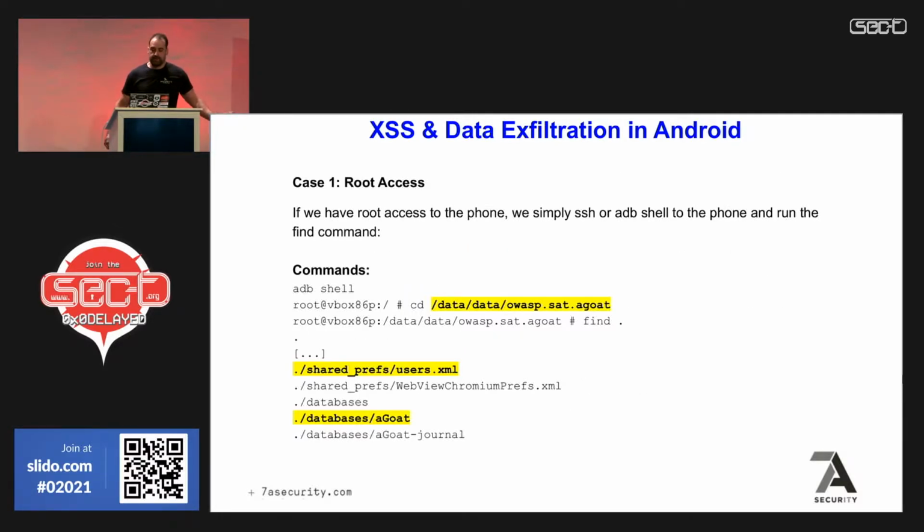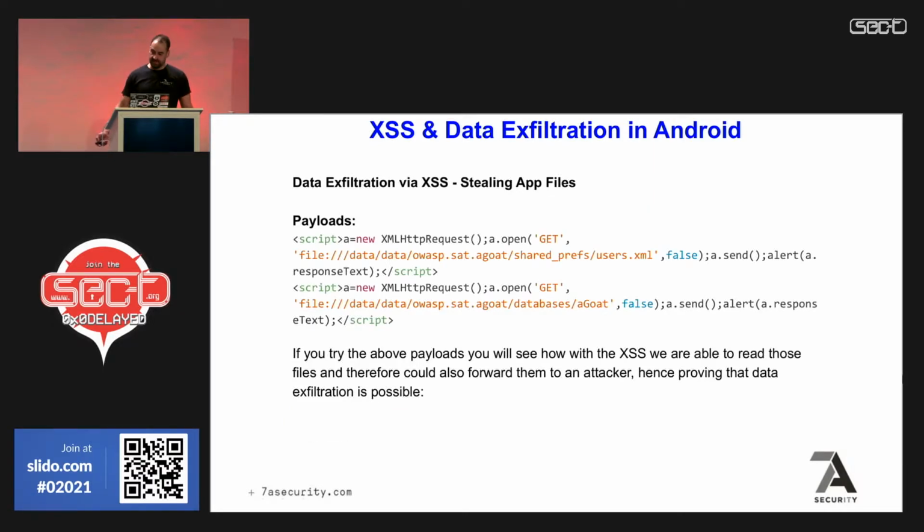So this would be another scenario, right? First we have to find the paths of the files that we want to steal. So we have users.xml, and we have AGOT, which is the database. The payloads look like this: we send an XML HTTP request for the XML file, and then we alert it. If the alert shows the contents of the file, this means we can also send this file to an attacker-controlled website, so we can steal local files, and we have data exfiltration with XSS.